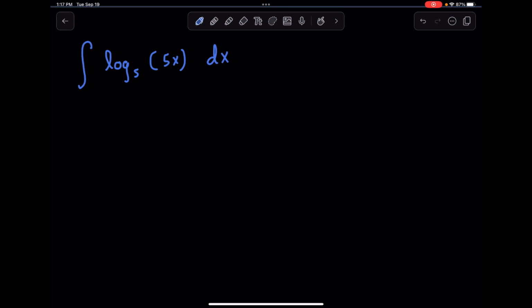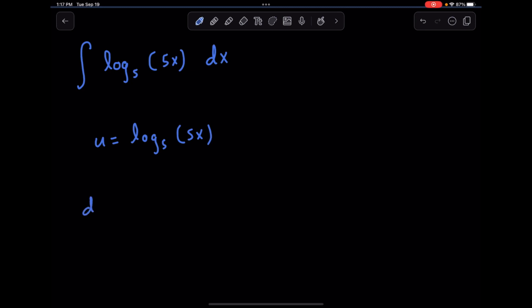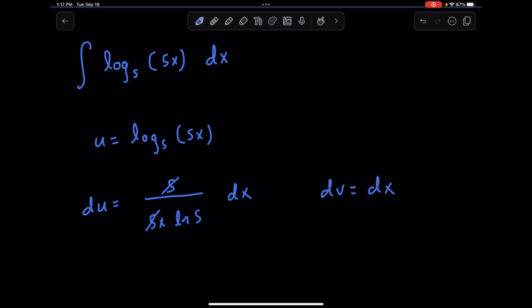Now let's integrate log base 5 of 5x. Again, we're going to use integration by parts, and we're going to set u equal to our log function. du will be the derivative, so we'll have to use chain rule. We'll have a 5 in the numerator over 5x ln 5 in the denominator, and these 5's will cancel. dv will again be dx, like all other questions, and v will be x.